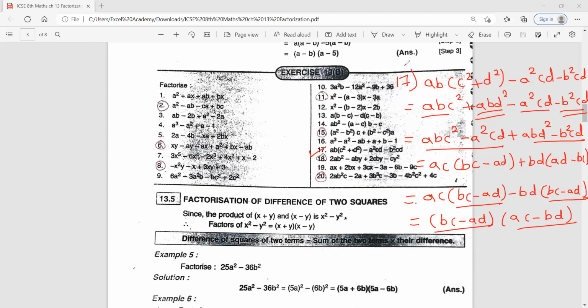Correct? The 17th one is important. The 17th is also important. Okay, let us do 18, 19, 20. Quick. Should I erase this?